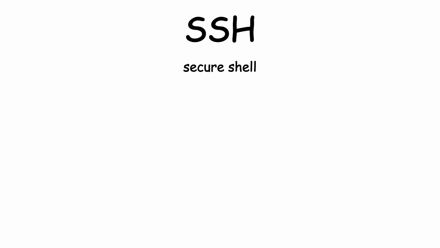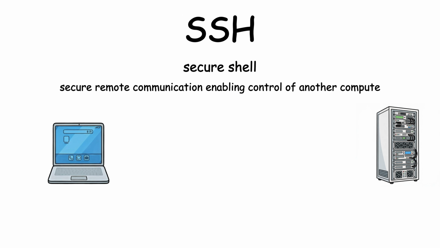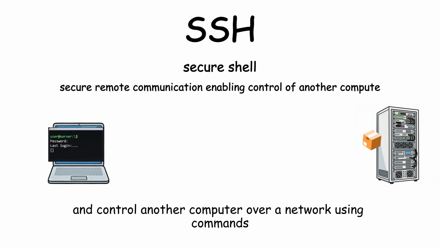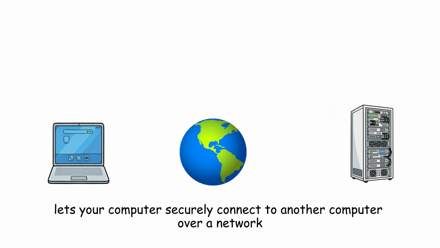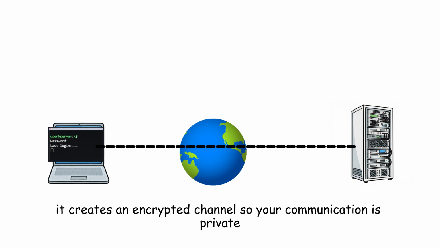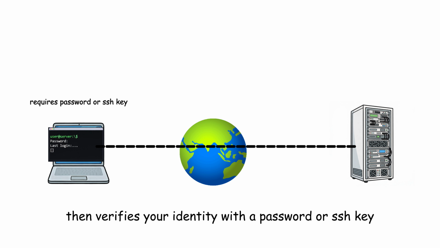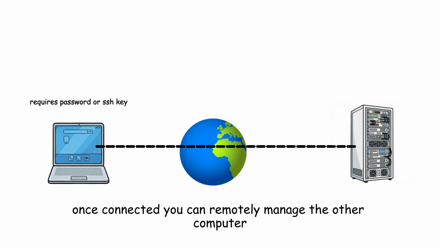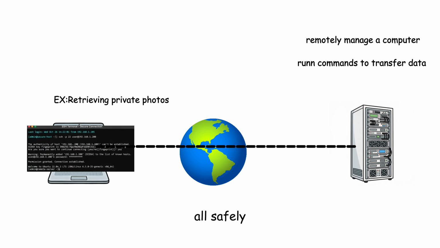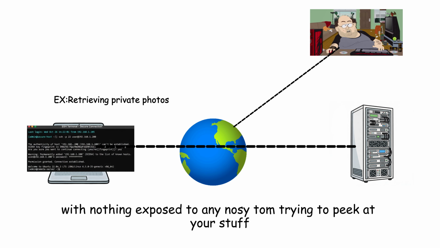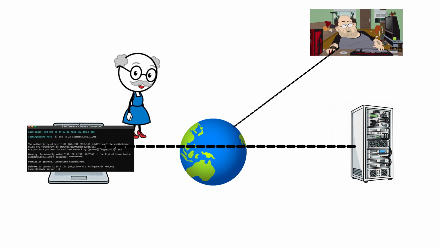SSH, Secure Shell, is a protocol used to securely communicate with and control another computer over a network using commands. It lets your computer securely connect to another computer over a network. It creates an encrypted channel so your communication is private, then verifies your identity with a password or SSH key. Once connected, you can remotely manage the other computer, run commands, and transfer data, all safely with nothing exposed to any nosy Tom trying to peek at your stuff.